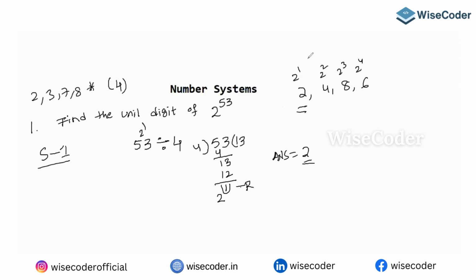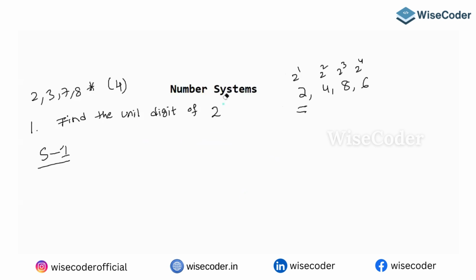If the question is like this, what is the answer? 2. Let me change the power. Let's say the power is 77. So step number 1, take the 77, and this 77 must be divided by what? 4. 4 ones are 4, I am left with 3 and 7.